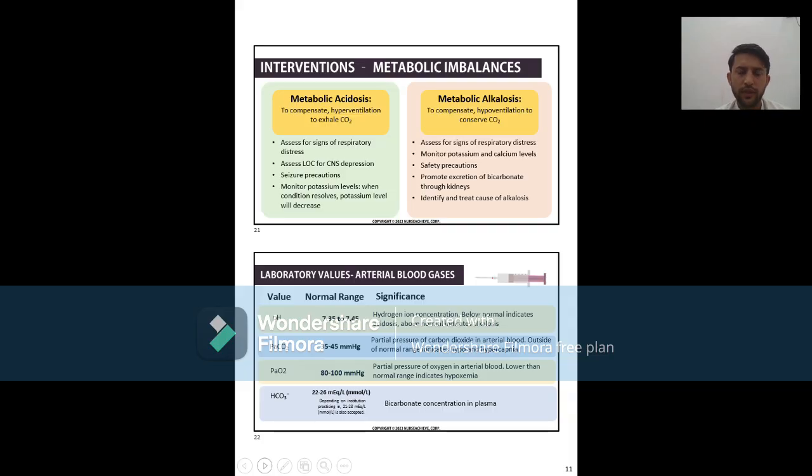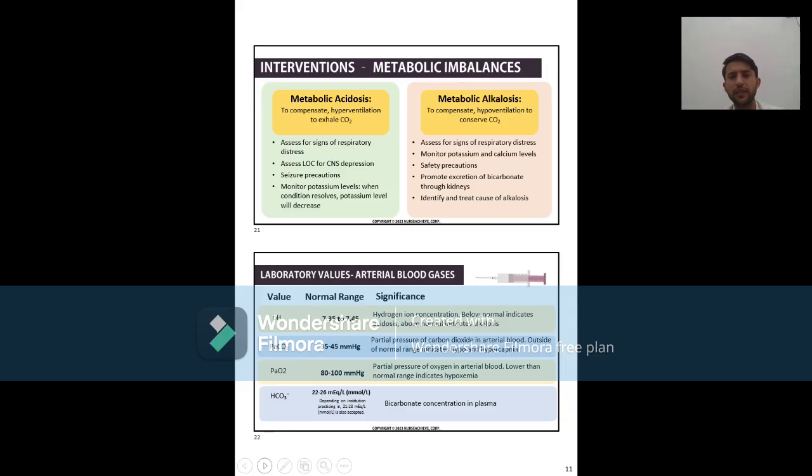PaCO2, the partial pressure of carbon dioxide, has a normal range of 35 to 45 mmHg. In the ABGs, a value outside the normal range indicates hypocapnia or hypercapnia. As the names indicate, hypo means decreased and hyper means high. Capnia means carbon dioxide.